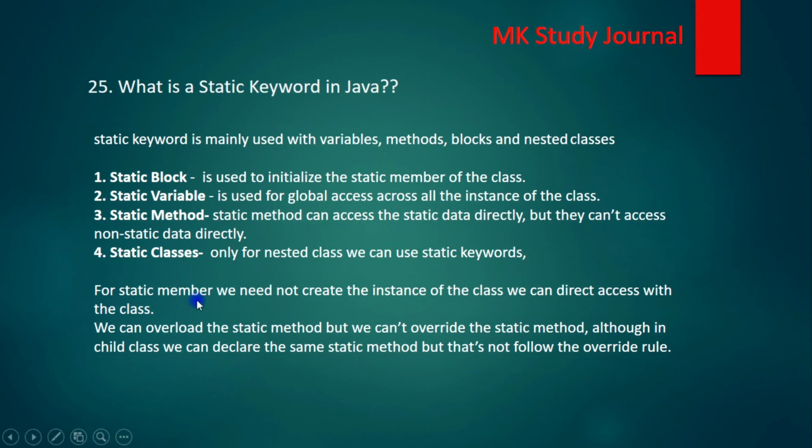A few points for the static keyword: for a static member we need not create an instance of the class, we can directly access it with the class name. And we can overload a static method, but we can't override a static method. Although if in the child class we declare the same static method, there will not be any issue, but this will not be an override, it will not follow the override rule. So these are the features of the static keyword.